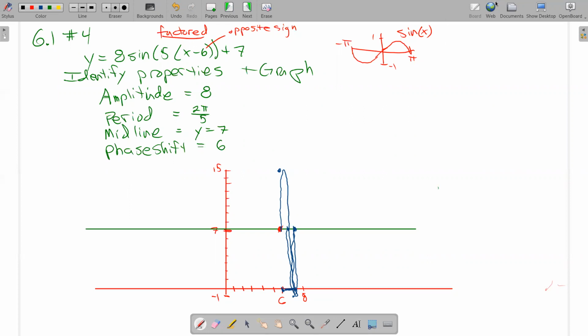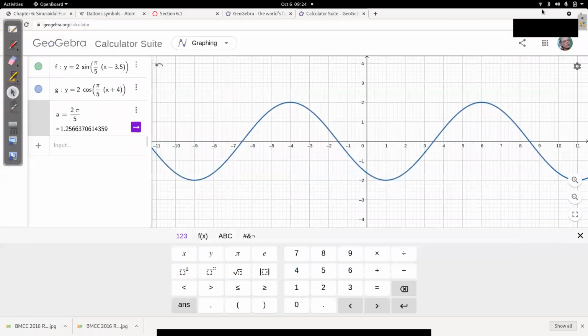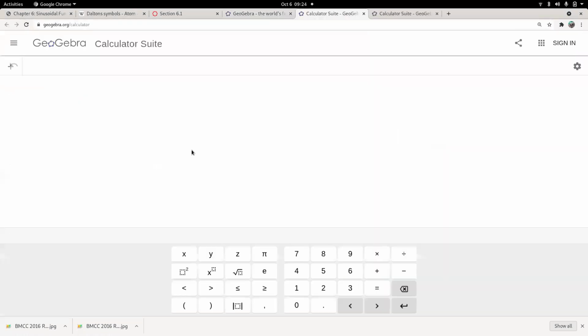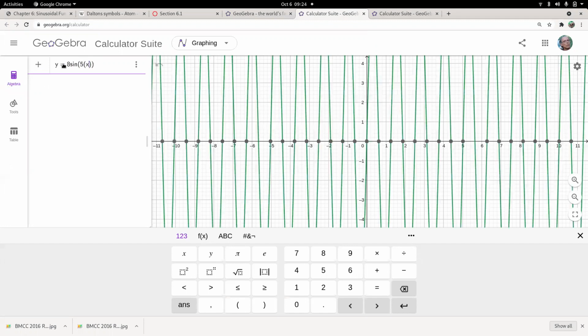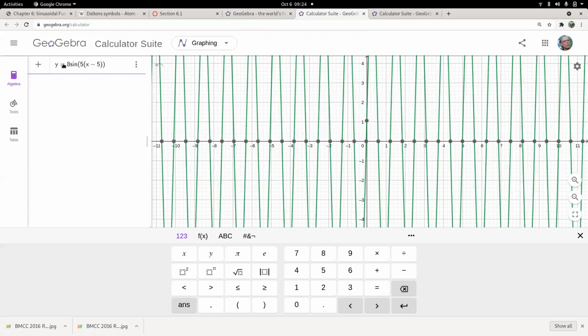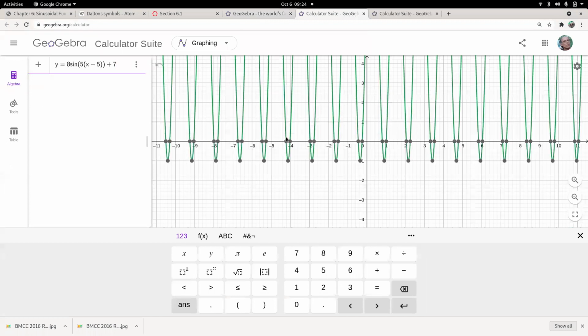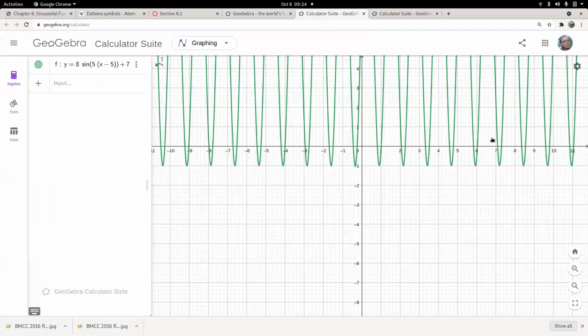I can redraw that, but I think I'm just going to whip out my calculator to double check. So let's bring up a new screen and make sure it behaves the way I think. So y equals 8 times the sine of, there we go. And we had 5 parentheses x minus 6. Notice how fast it's oscillating there, right? And then we had a +7 outside. And so we were focusing around 6 here when I started it.